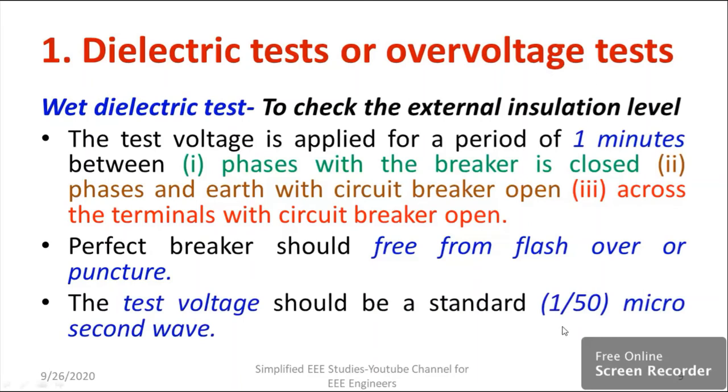The test voltage should be a standard 1/50 microsecond wave. Okay, the test voltage which you are going to use has the shape of a 1/50 microsecond wave. Here 1 microsecond can be called the wavefront and 50 can be called the wave tail. Some sort of impulse waveform has to be applied. So this is about the procedure for conducting a wet dielectric test. So 3 points have to be remembered for conducting this particular test.